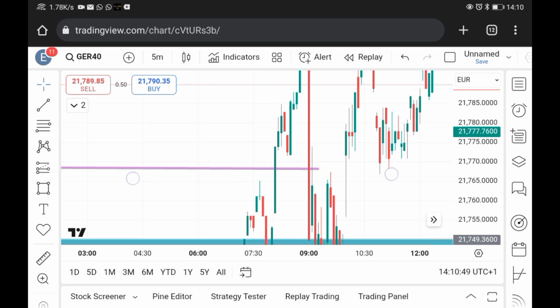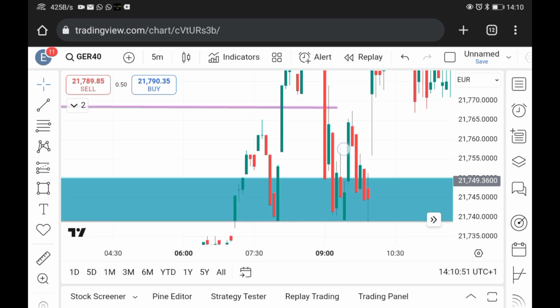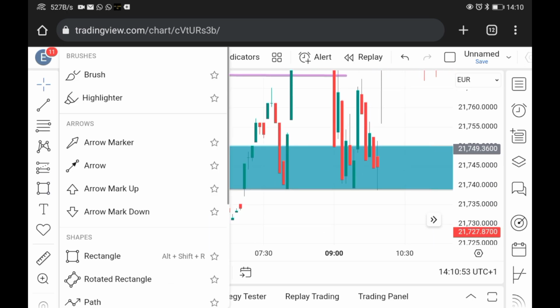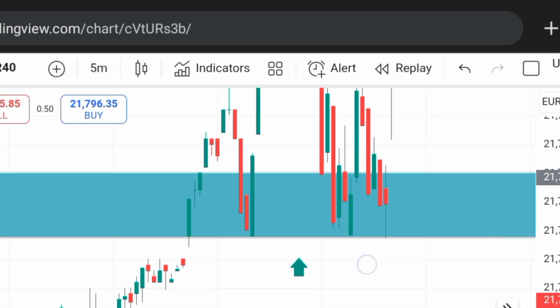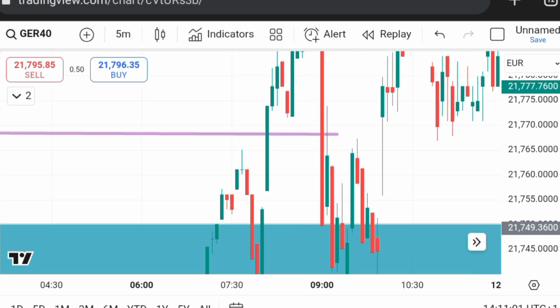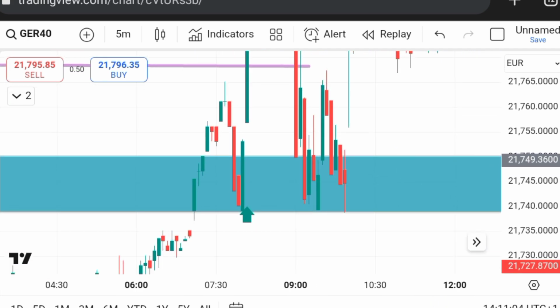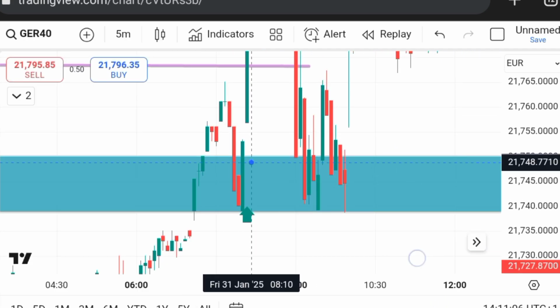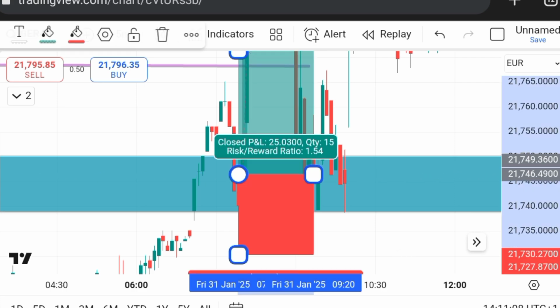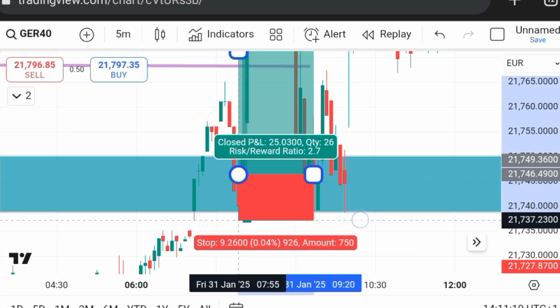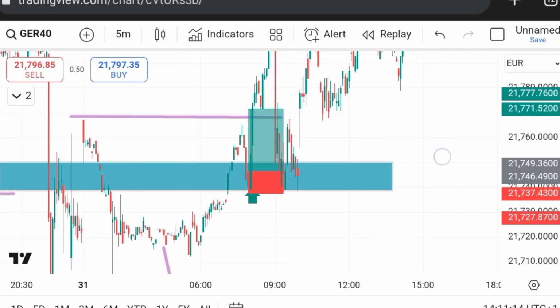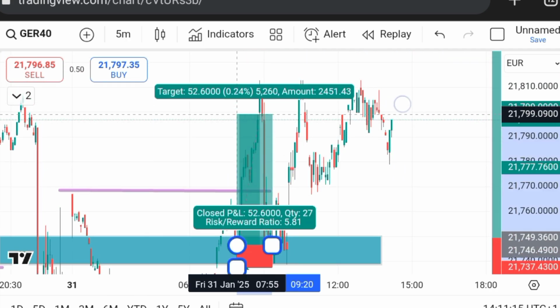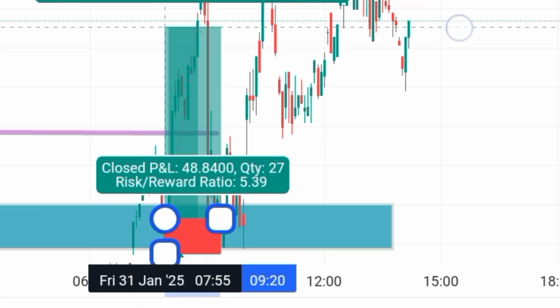So you can see this second one created this zone, created this very zone right here, and it broke structure to the upside, leaving you with a candle here. So you can easily place your trade right there, and your stop loss comes a bit below that zone. You can target 1 to 3 or 1 to 5. You can see you've made your 1 to 5 right there.